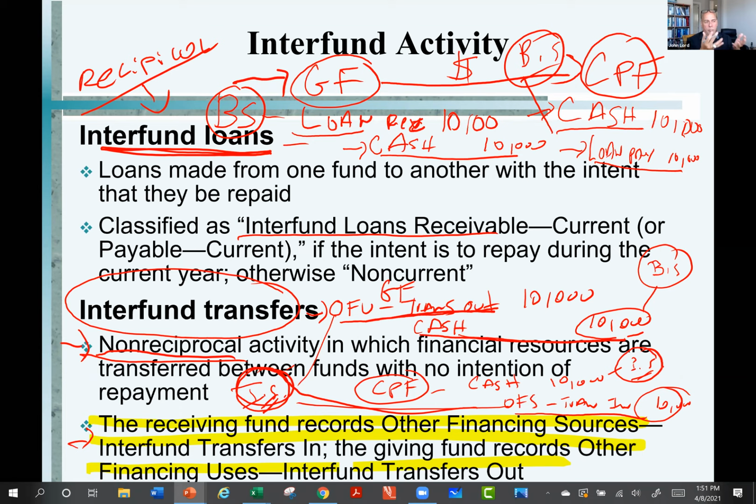So again, we report everything at the fund level, but when you get up to the government-wide level, you would eliminate that. There's no need to do anything with the cash part of this because you report total cash in your governmental activity column. This transfer between these two governmental funds wouldn't affect the governmental activities cash, but you would debit other financing sources, transfer in for $10,000 and credit other financing uses, transfer out for $10,000 on the eliminating worksheet to eliminate that other financing uses and sources transaction.